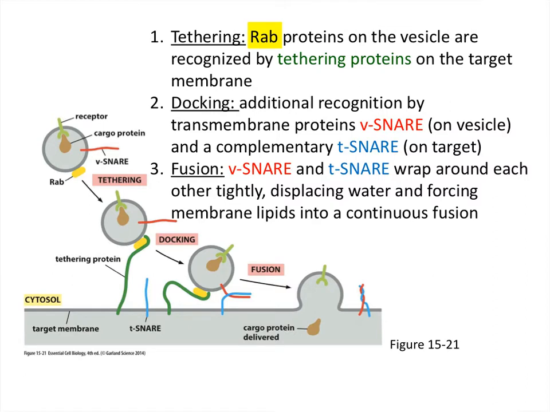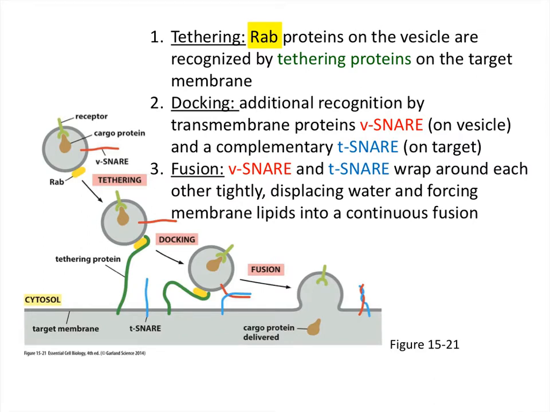So let's start with the first step, which is tethering. And just like it sounds, this is the initial tying up and recognition between a vesicle, which is incoming, and this target membrane. So tethering uses a key protein called Rab. Rab is shown in yellow right here. Rab is one of the key markers for vesicles to be recognized by a target membrane.